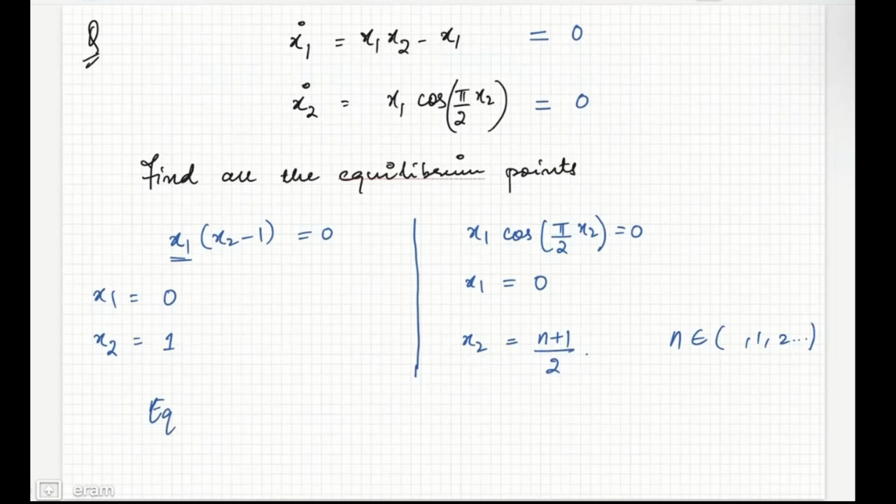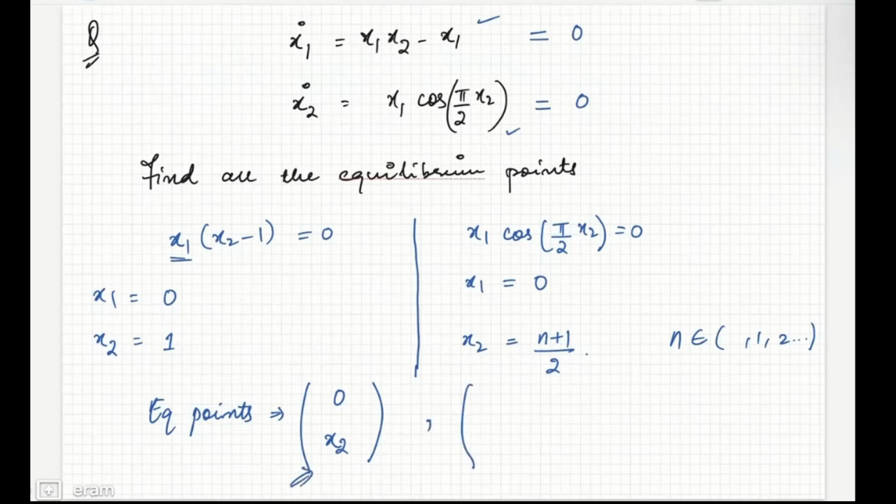So if I want to write the equilibrium points, if x1 is 0, then this will be 0 and this will be 0. That means x2 can be arbitrary. So let's write it as x2. This gives us the first set of equilibrium points.